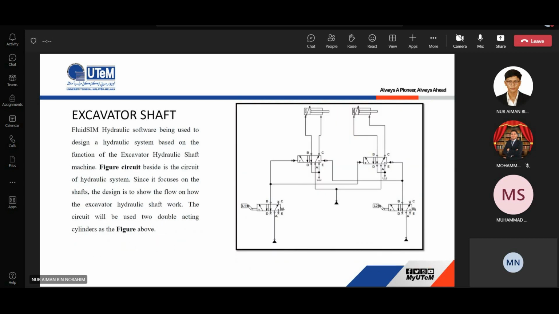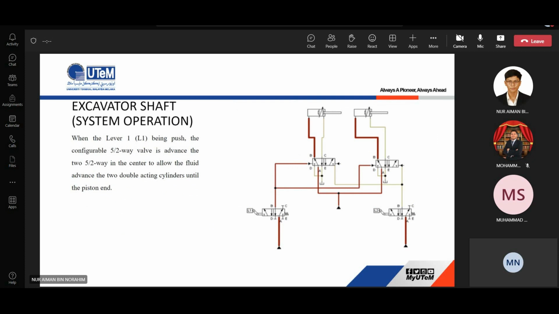So this is the circuit that is based on the FluidSIM, based on the excavator shaft. The FluidSIM hydraulic software is being used to design a hydraulic system based on the function of the excavator hydraulic shaft machine. The figure beside is the circuit of the hydraulic system, since it's focused on the shaft. So the design is to show the flow of how the excavator hydraulic shaft works. The circuit will use two double-acting cylinders as in the figure above.